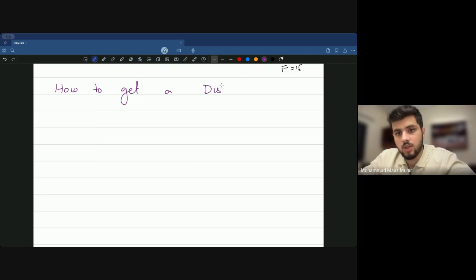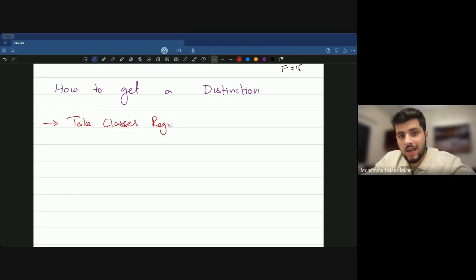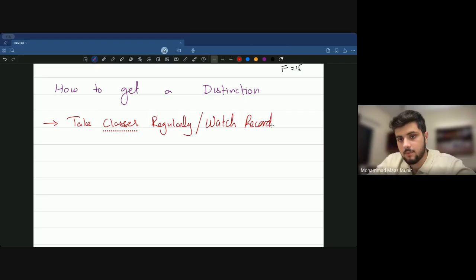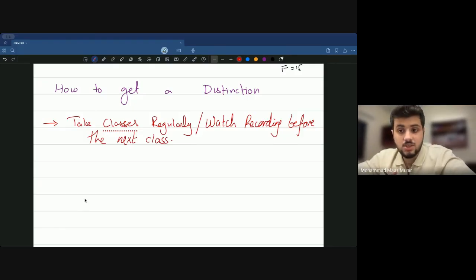The answer to that is we basically have two requests from all the students taking our class. The first request is take classes regularly. This is really important. And during those classes, try to participate. Otherwise, watch recordings before the next class. Like during the last batch, there were some occasions where a student might have joined the next day, but they missed the last class. I would recommend that you should not do it that way.